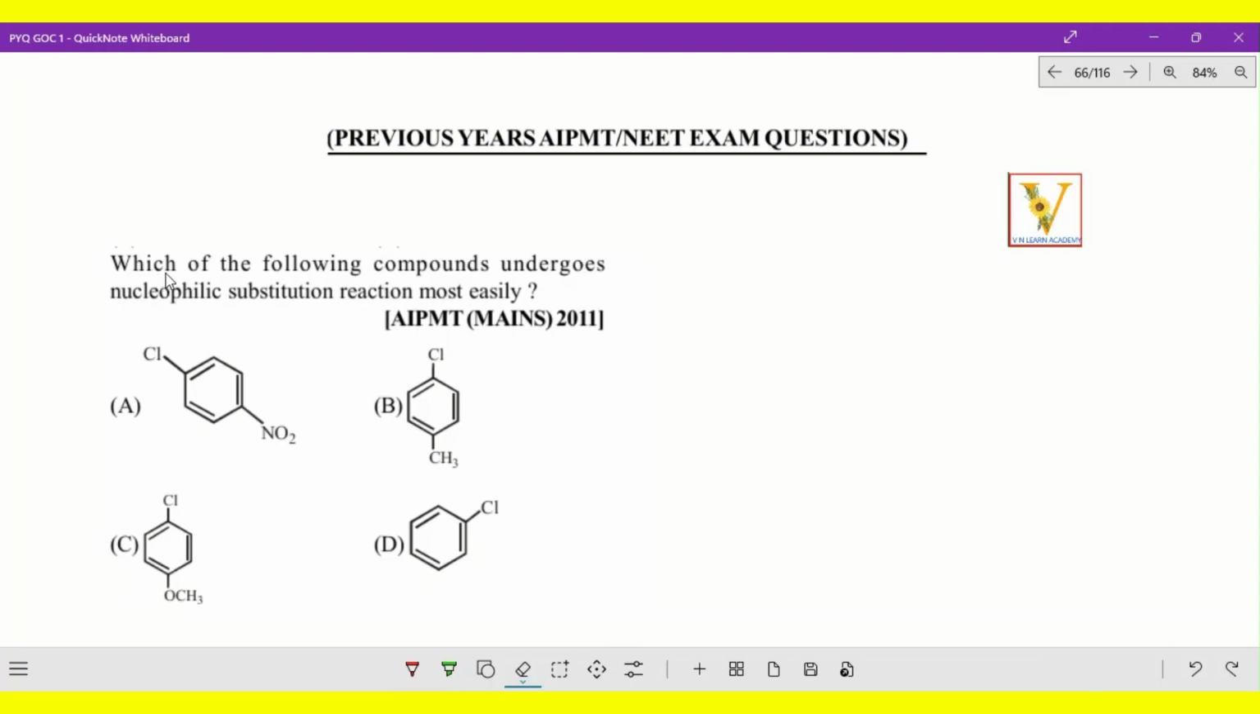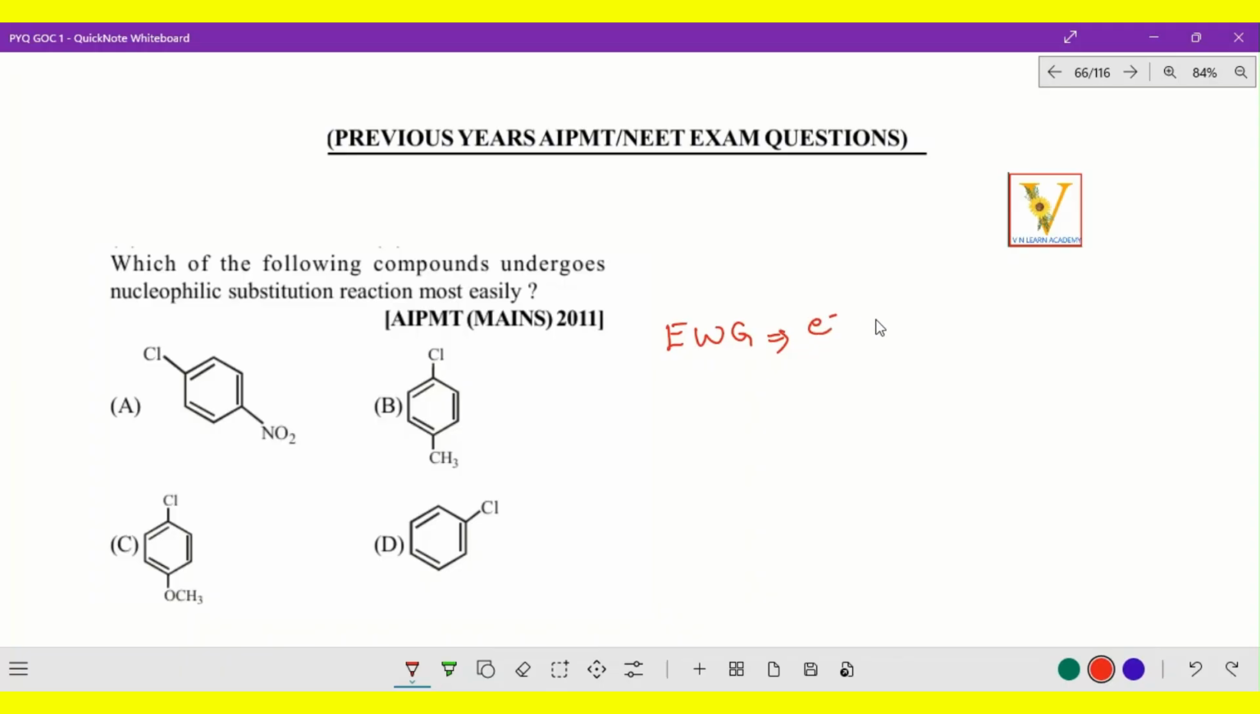The next question: which of the following compounds undergoes nucleophilic substitution reaction most easily? This concept we have already gone through, but the compounds are different. Here, electron withdrawing group, electron donating group. An electron withdrawing group actually reduces the double bond character. That means electron density decreases in an electron withdrawing group.